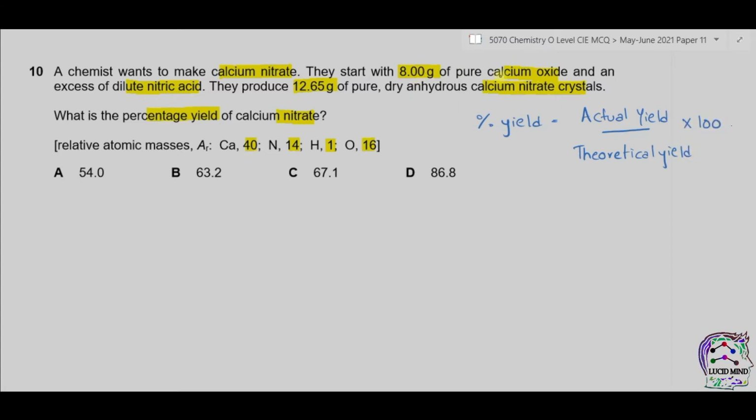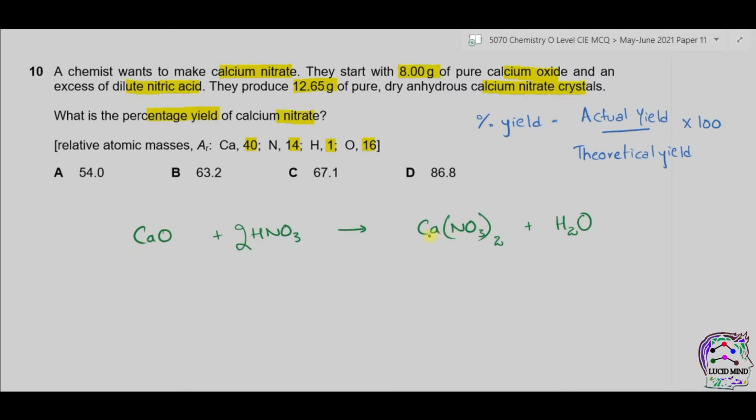Let's first write the balanced equation for the reaction of calcium oxide with dilute nitric acid. We have calcium oxide, nitric acid. It forms calcium nitrate along with H2O. Now we can balance this equation. We have 2 nitrates on the product side, so we can write 2 with HNO3. Now the rest of the equation is balanced.